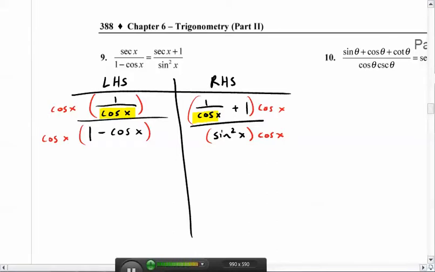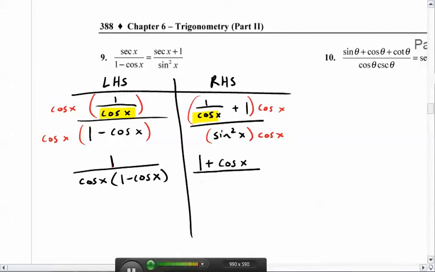So cosine times 1 over cosine is 1. And I'll leave the bottom factored. Okay, so my left-hand side is about as simple as I can make it. On the right-hand side, cosine times 1 over cosine is 1. Cosine times 1 is cosine. And sine squared times cosine is just sine squared cosine.